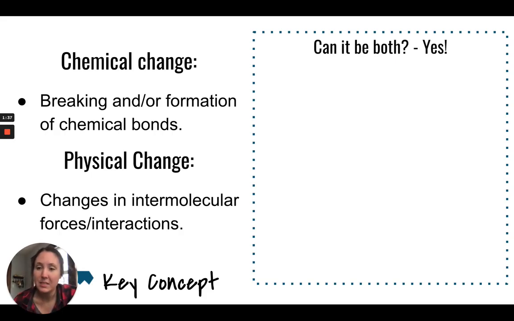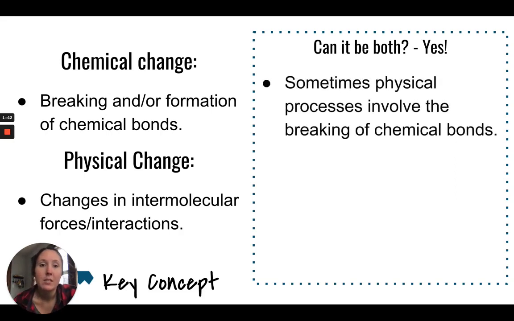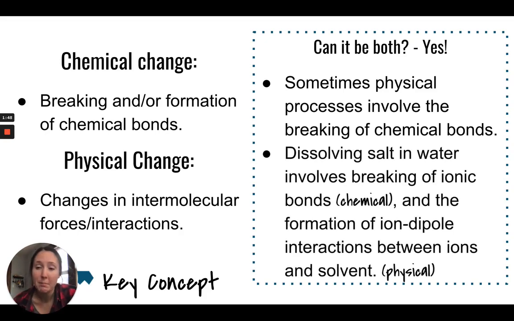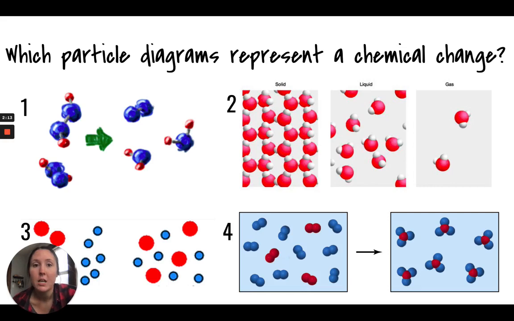There are a couple instances where it could be both, or it's debated what it's classified as. Sometimes physical processes do involve the breaking of chemical bonds. Probably the biggest example of this is dissolving salt in water. You have to actually break the ionic bond to separate the compound into its ions, and then that ion-dipole IMF is formed between the ions and the solvent, which is physical. So it kind of depends on who you're talking to, but just know that some changes can be argued as both physical and chemical.